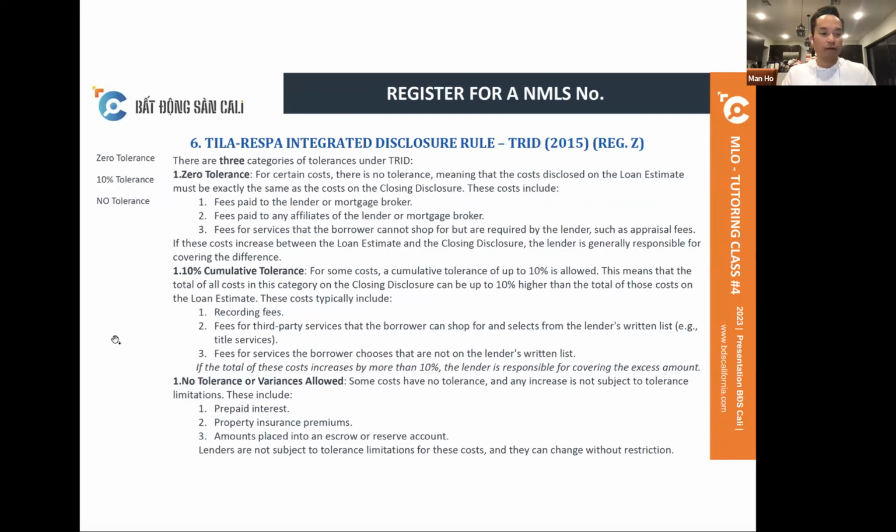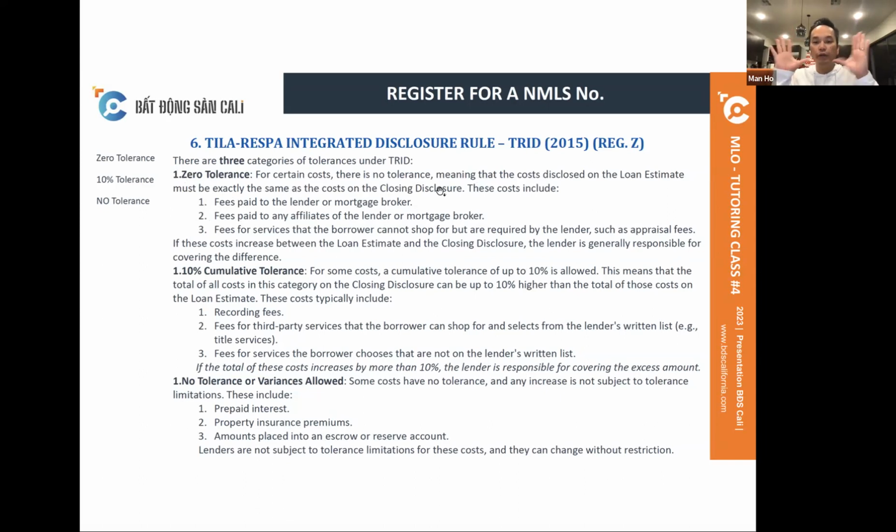Okay, I believe this is the last slide, but I want to go into detail about this stuff. This is supposed to be 1, 2, and 3, but for some reason they have 1 and 1 and 1 here. Okay, zero tolerance. What is it? For certain costs, there is no tolerance, meaning that the cost disclosed on the loan estimate must be exactly the same as the cost on the closing disclosure.